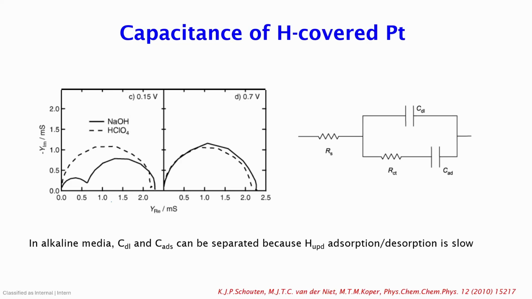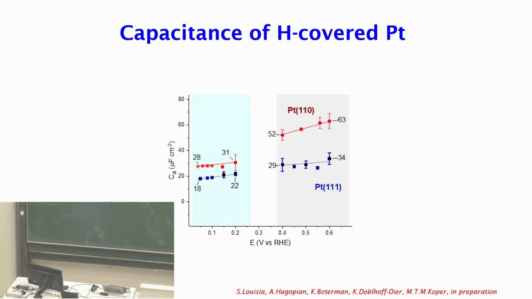And this forms a relatively negative potential. So we automatically have to work at very negatively charged surfaces to measure this kind of capacitance. And so we cannot find, easily at least, the potential of zero charge that would correspond to such a hydrogen covered platinum surface. We can do the measurements. We typically see that these capacitances are much smaller than what we see in acidic media.